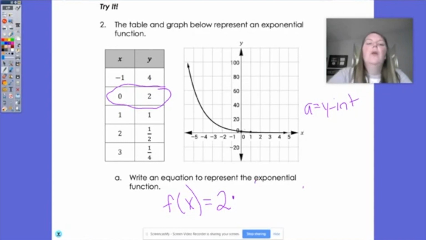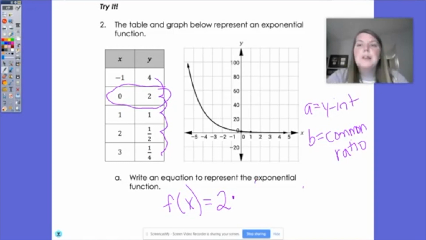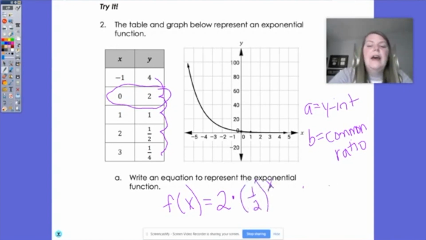And then we want to see how our y's are changing. We're going from 4 to 2, 2 to 1, 1 to 1/2, 1/2 to 1/4. And it is being divided. I realize that, divided by 2. But we want to talk about that in terms of multiplication. And remember, when we're doing our common ratio, our b value is the common ratio, we want to make sure that we're talking about what we are multiplying by. Remember, dividing by 2 is the same thing as multiplying by 1/2. So our common ratio is 1/2, and it's to the x power.